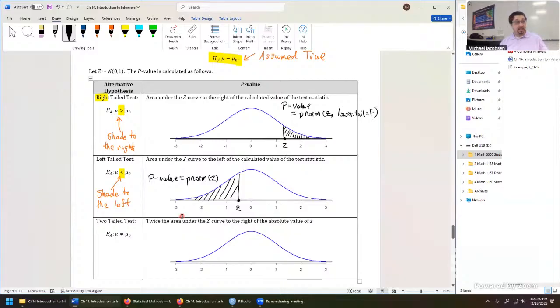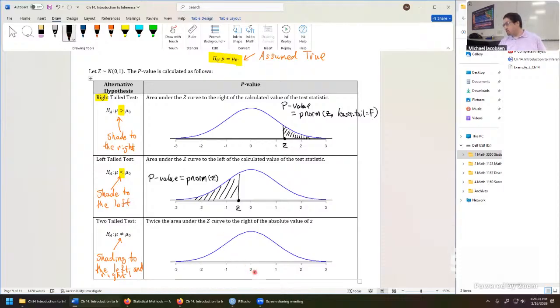The tricky one is the two tail test. And what makes it tricky is it's also the default test. This is the one that you would default to unless there's specific wording from the context of the problem that says you're doing either a right or left tail test. So if you see this, we're shading to the left and right. We're using both tails. So that's kind of interesting.